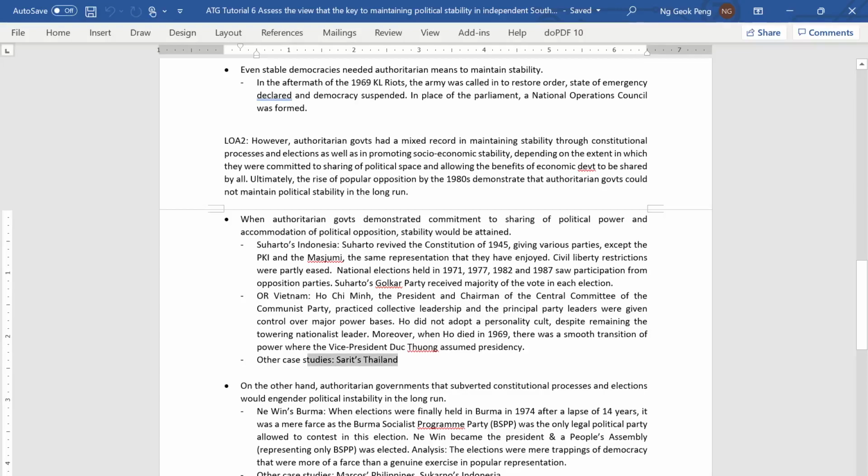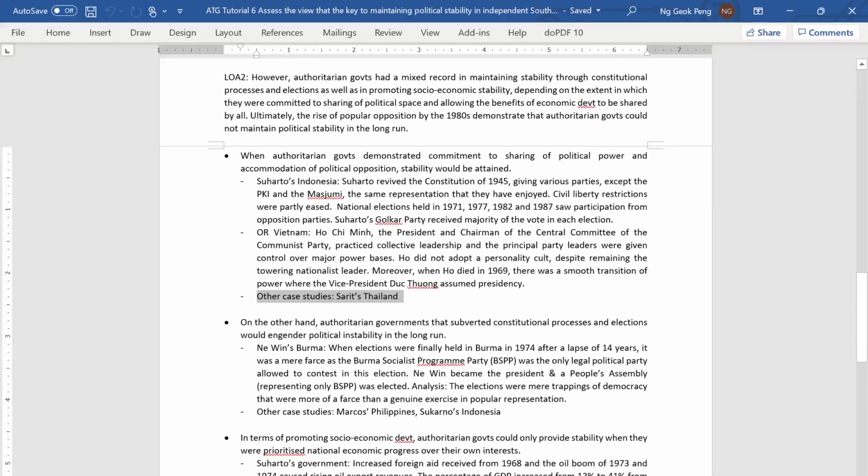So I put here other case studies to remind you that you don't need to just copy or memorize. The 2 case studies I have here, you can have your own case studies. You can be special. On the other hand, the negative examples of criterion 2 would be Burma. But we also have other examples like Sukarno and Marcos.